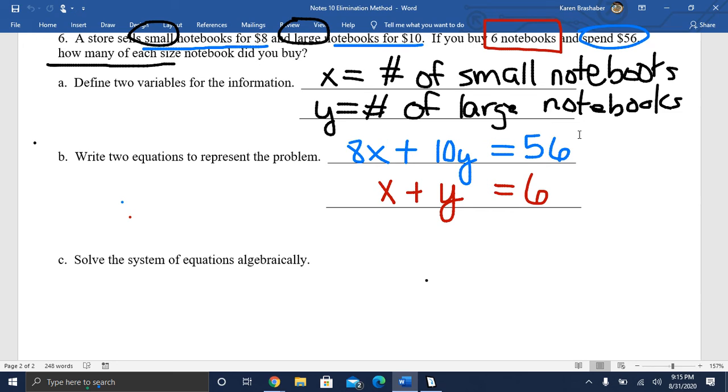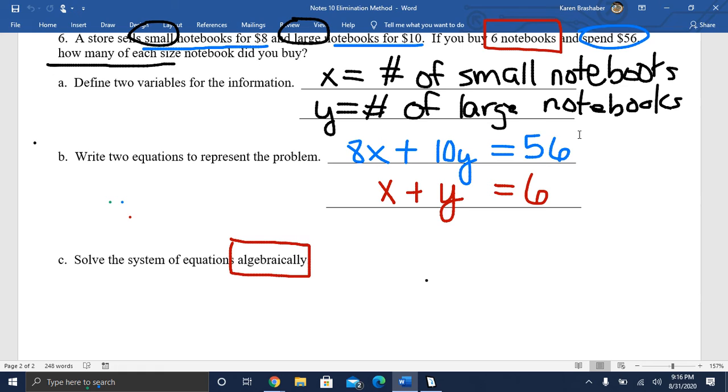Now, part C says to solve the system of equations algebraically. So you now know 3 methods. I suppose if you wanted to, you could graph them, but I didn't provide you with a grid, and I wouldn't recommend that. You could also do substitution if you like that method. That would not be difficult to do for this problem. Or you could do elimination. And that's been our lesson today. And honestly, I think that is the easiest way to do this one.